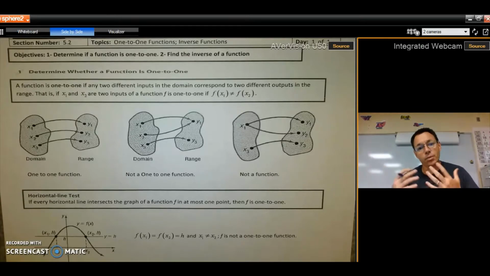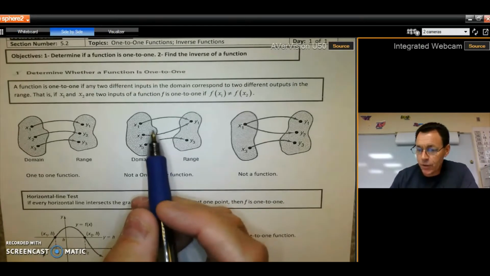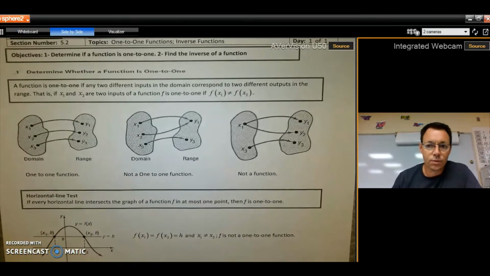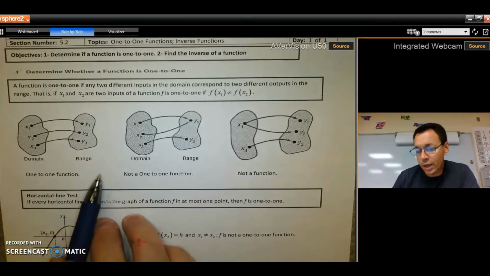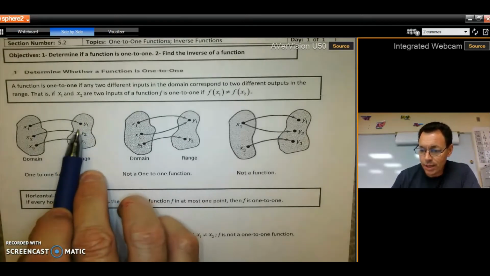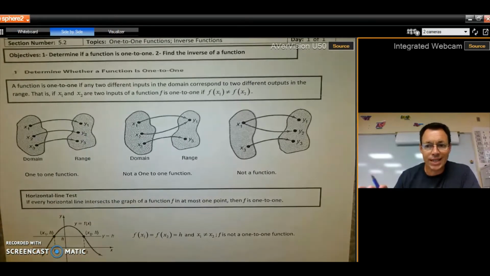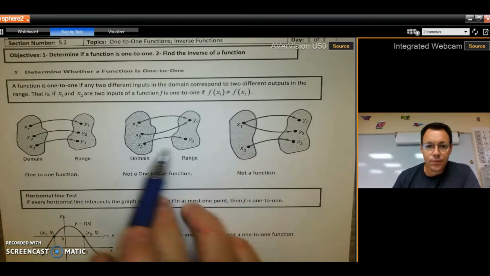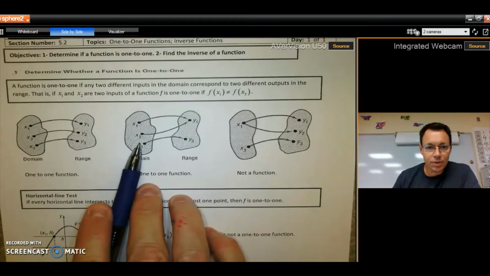But before we can talk about inverses, the very first thing we're going to talk about are what are called one-to-one functions. So we've talked about functions before. A one-to-one function is a function where every x has one and only one unique y that it matches up with. So, like, this is an example of a function.